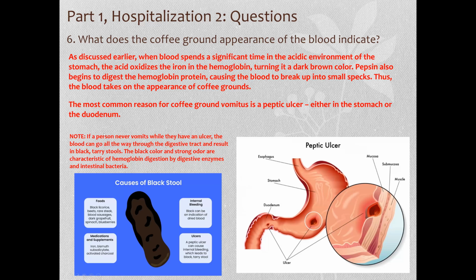Note that if a person never vomits while they have a peptic ulcer, the blood can pass all the way through the digestive tract and result in black tarry stools. So the black color and the strong odor are characteristic of hemoglobin digestion by the digestive enzymes in the digestive tract and the intestinal bacteria in the large intestine.